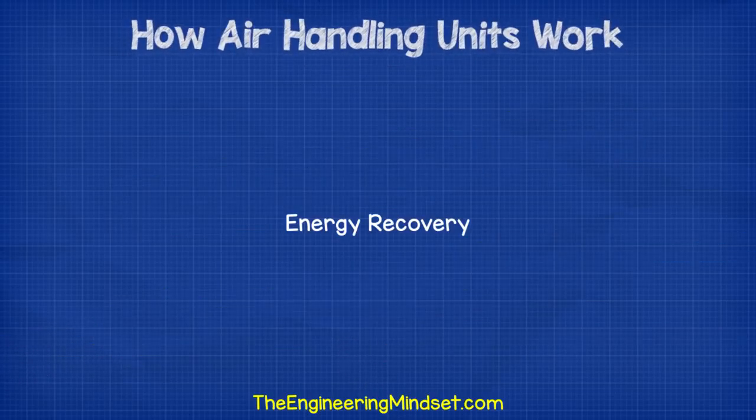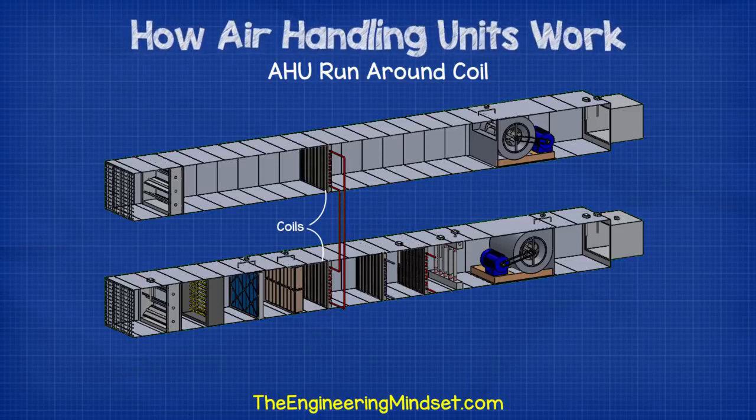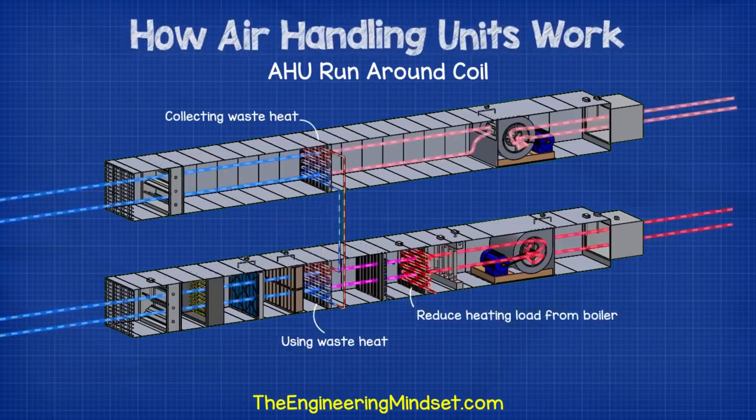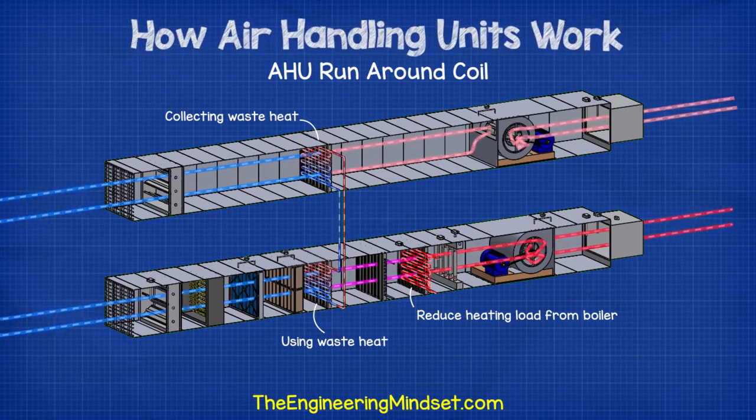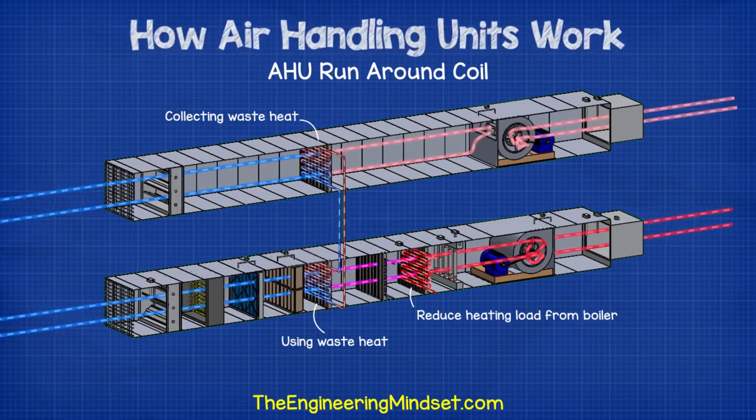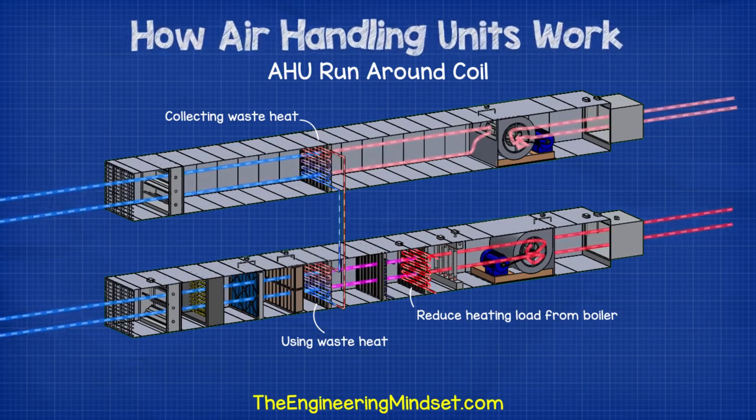Energy recovery. If the supply and extract AHUs are located in different areas, then a common way to recover some of the thermal energy is to use a runaround coil. This uses a coil in both AHUs and a pump circulates water between the two. This will pick up waste heat from the extract AHU and add this to the supply AHU.